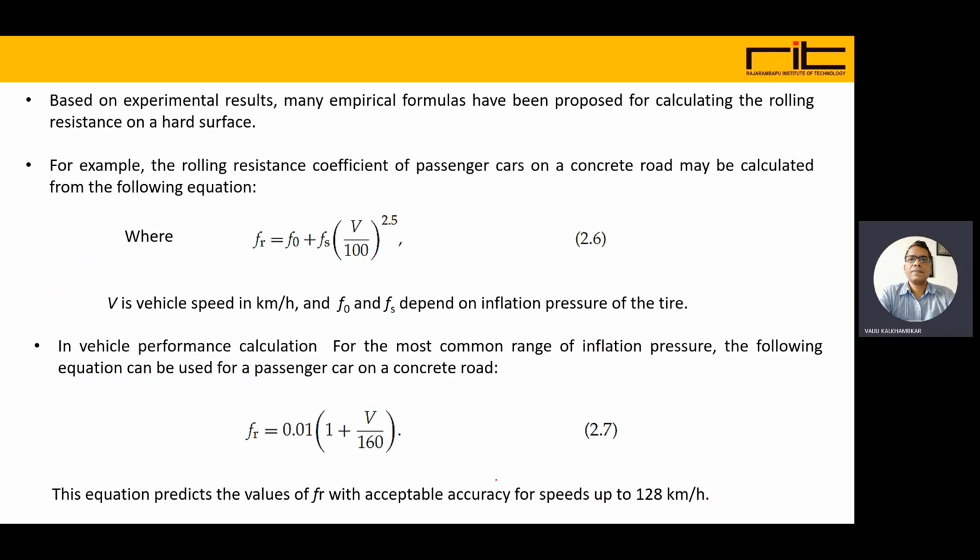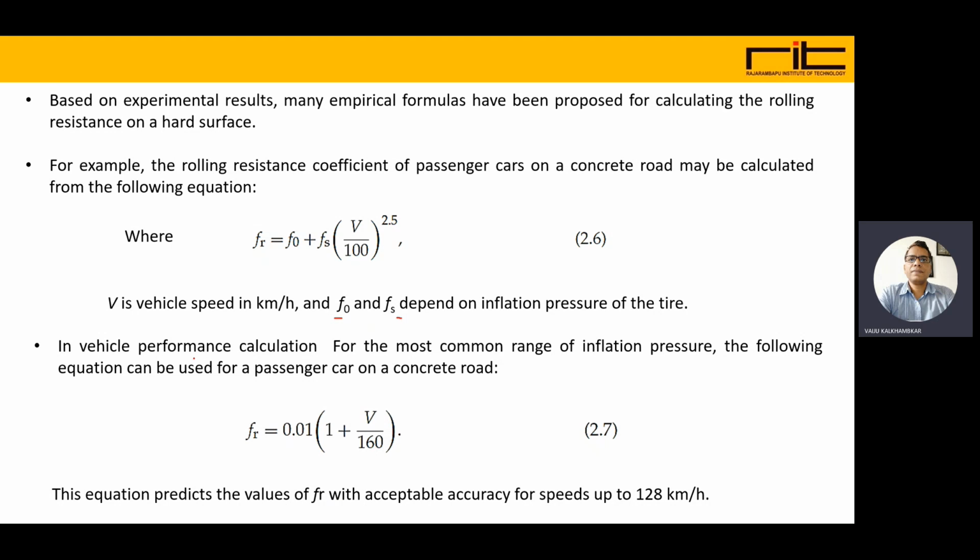Based on experimental results, many empirical formulas have been developed to calculate the rolling resistance. For example, the rolling resistance coefficient of a passenger car on a concrete road is given by this equation: fr is equal to f0 plus fs into (V by 100) to the power 2.5. So V is the vehicle speed in kilometers per hour. f0 and fs depend on the inflation pressure of the tire.